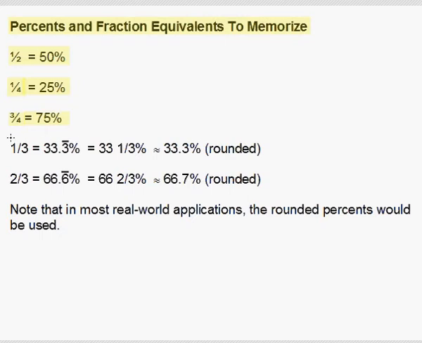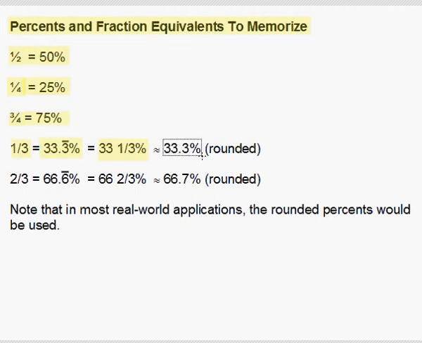Now here's a couple repeating decimal equivalents. 1/3. 1/3 is the decimal 0.33333, 3 repeating. Well, if we turn that into a percent, we get 33.3 repeating percent. Now we could also write that as 33 1/3 percent. But in real life, we usually round off percents. We don't write percents as mixed numbers or repeating numbers. We would round this off.